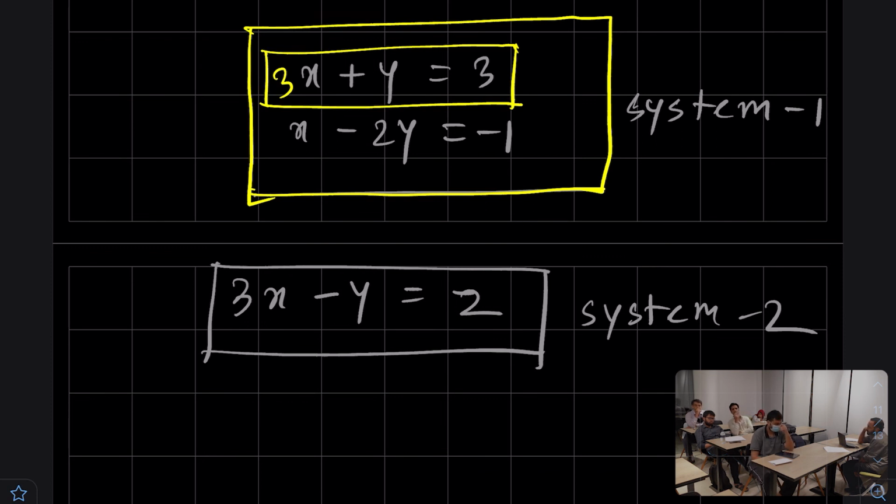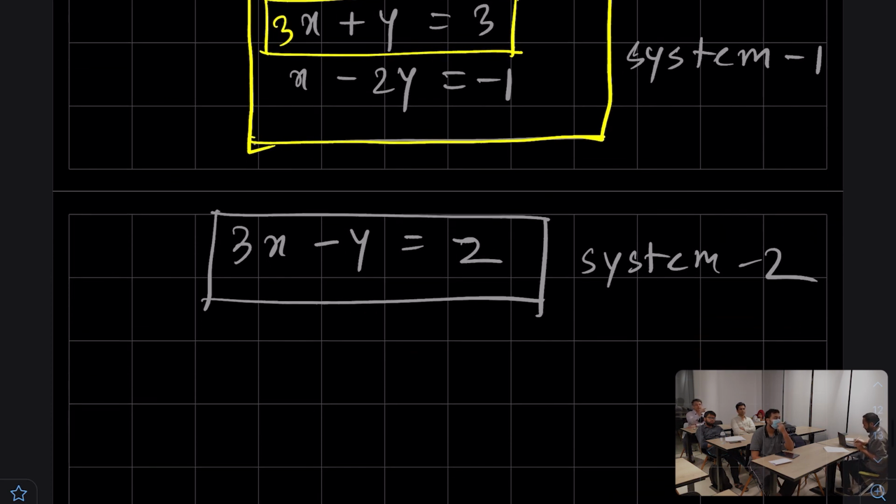Just check. 6 plus y. Change this. 6 plus y. Yeah, 3x plus y equals 3. So is it possible? You can write 3x plus y. But if it is written 2x plus y? In the last class, it was written 2x plus y equal to... Yeah, but just consider this system.